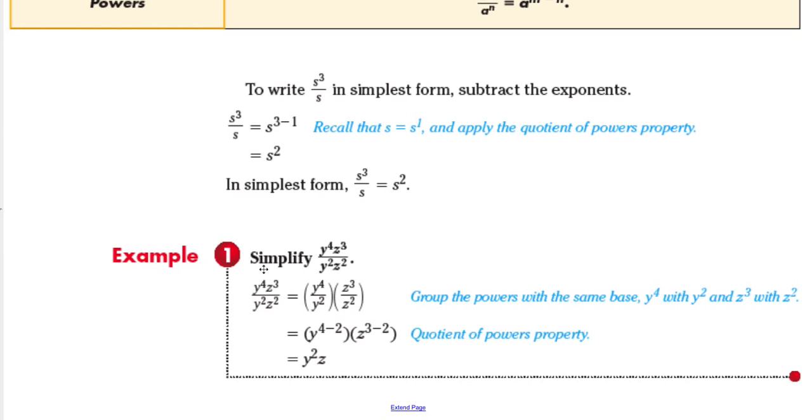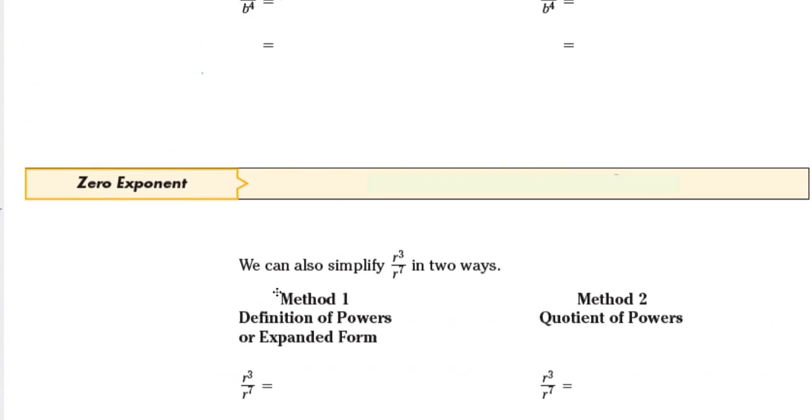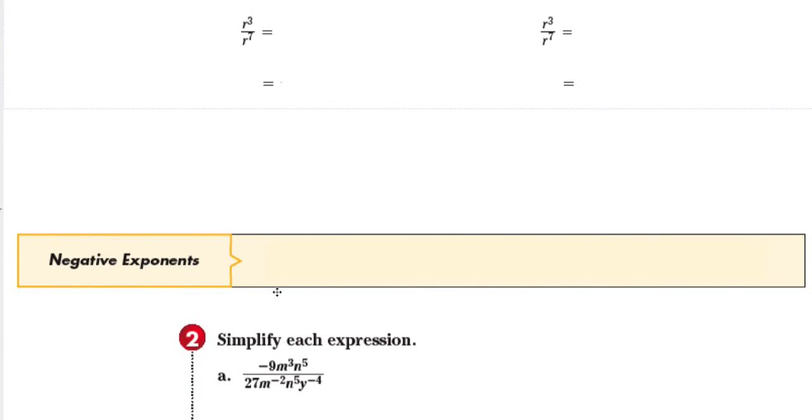Let's take a look at the next one. In the next one, let's study the following methods to simplify b to the 4th over b to the 4th, where b is not equal to 0. The next one, the zero exponent.